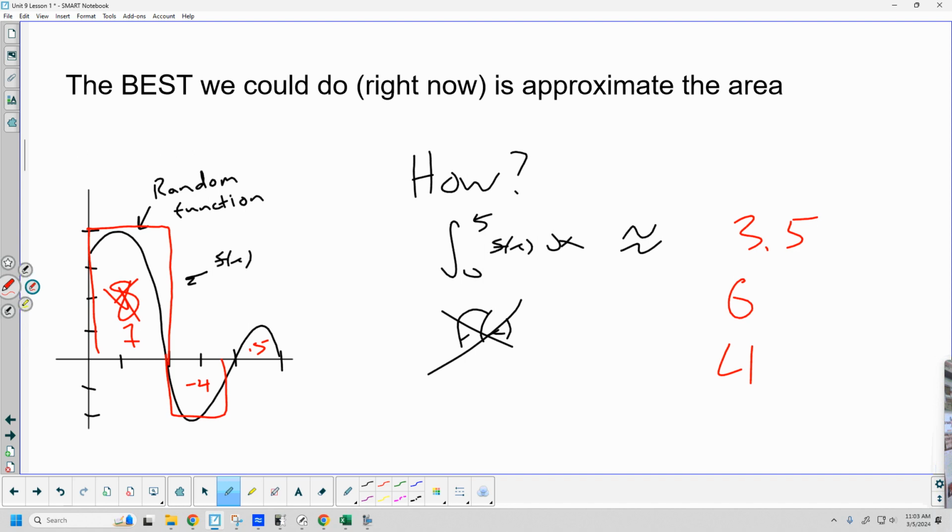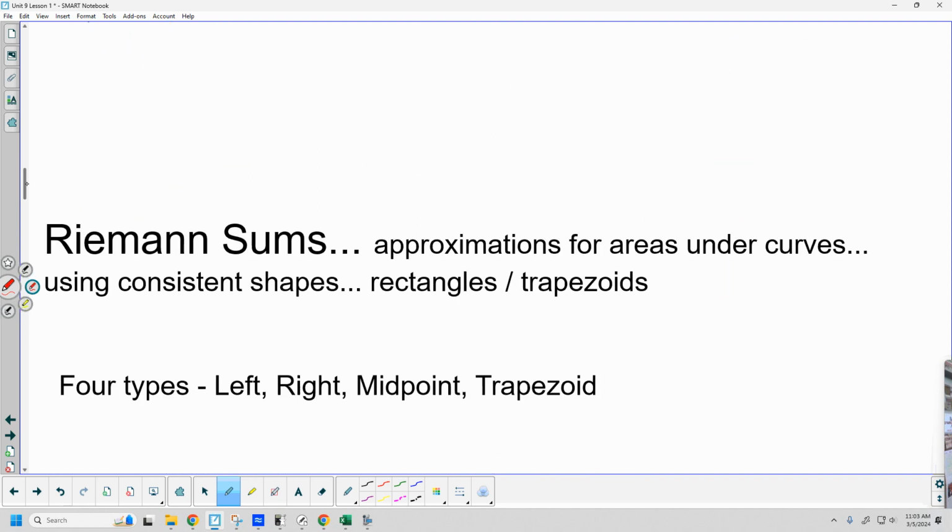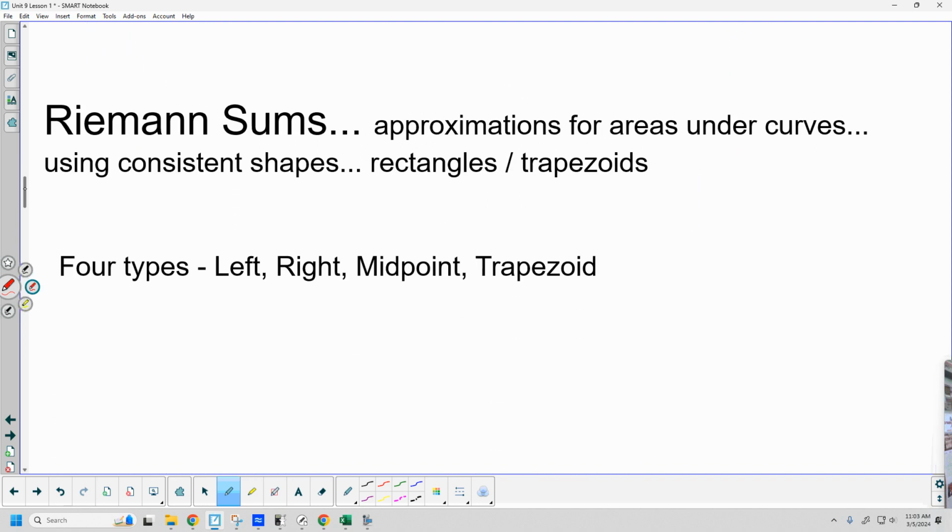Now, something that's not great in a math class is everybody getting different answers, okay? It'd be nice if we all could get the same approximation, and if we all use the same process to get the same approximation. And in comes our best bud, the sidekick to Isaac Newton, Bernard Riemann. And Bernard Riemann creates a Riemann sum.